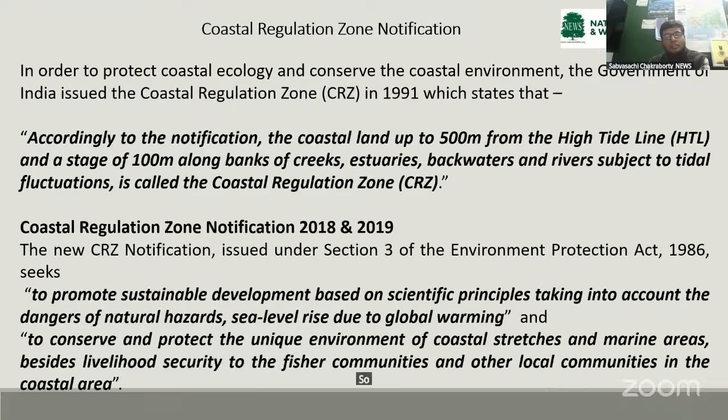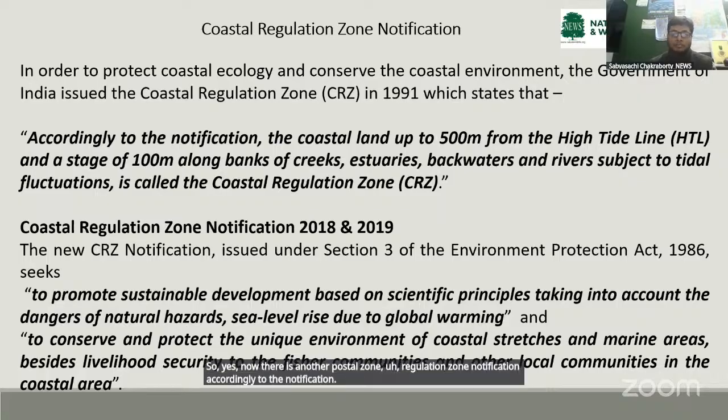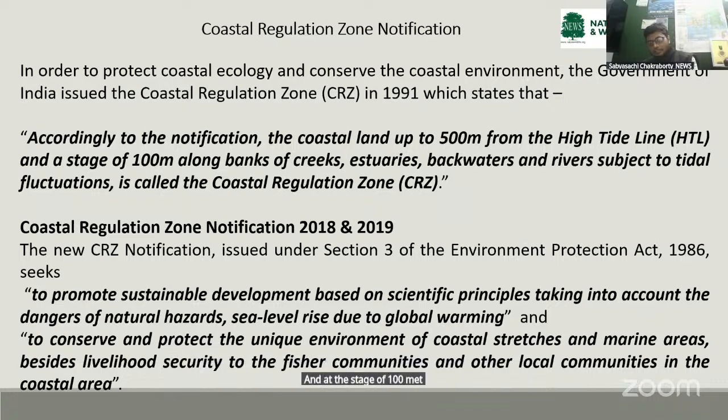So yes, now there is another coastal regulation zone notification. According to the notification, which was drafted in 1991, the coastal lands up to 500 meters from the high tide line, and a stretch of 100 meters along the banks of creeks, estuaries, backwaters, and rivers which are subjected to tidal fluctuation, is a coastal regulation zone. Nothing can be done there.